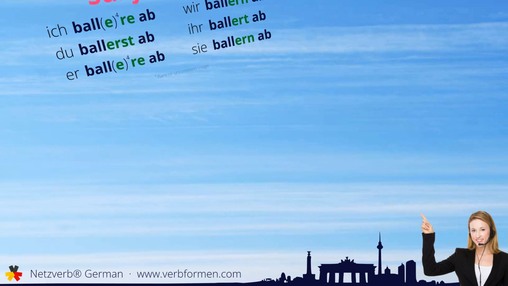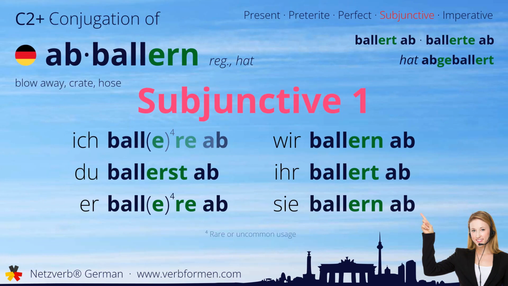Next up is the subjunctive one. Ich baller ab. Du ballerst ab. Er baller ab. Wir ballern ab. Ihr ballert ab. Sie ballern ab.